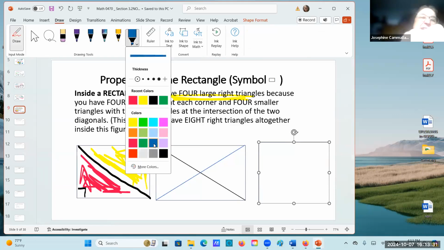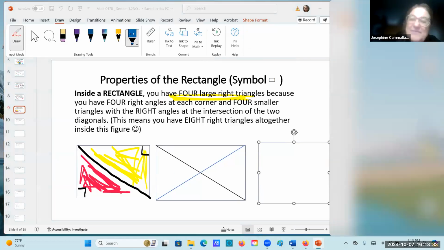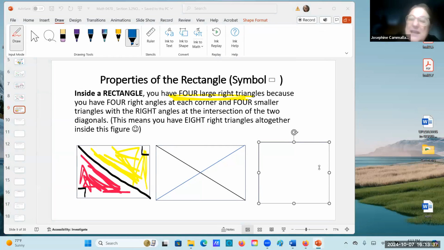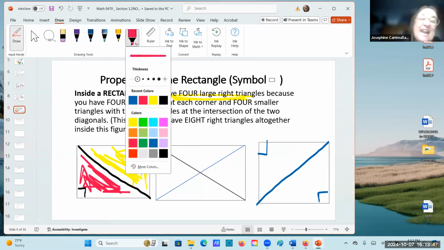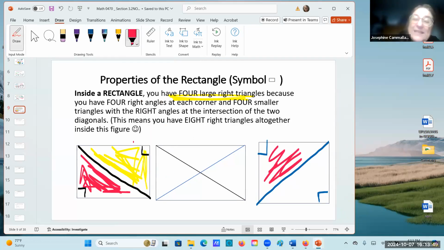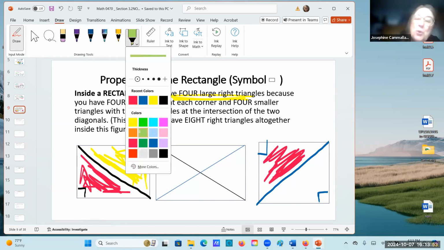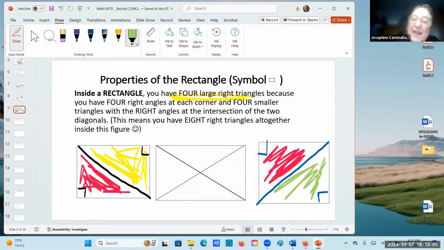This blue line, oops, gotta close this. This blue line has a right angle up here, a right angle down here, meaning I have a right triangle up here, a right triangle down here.